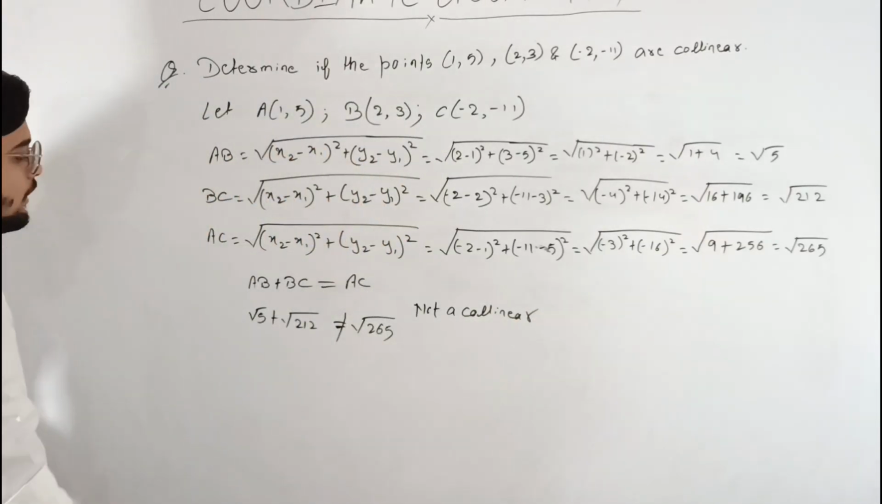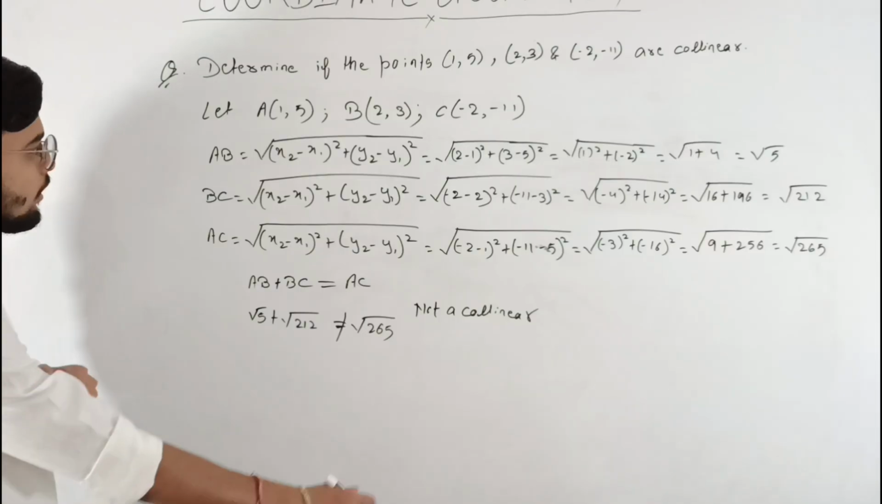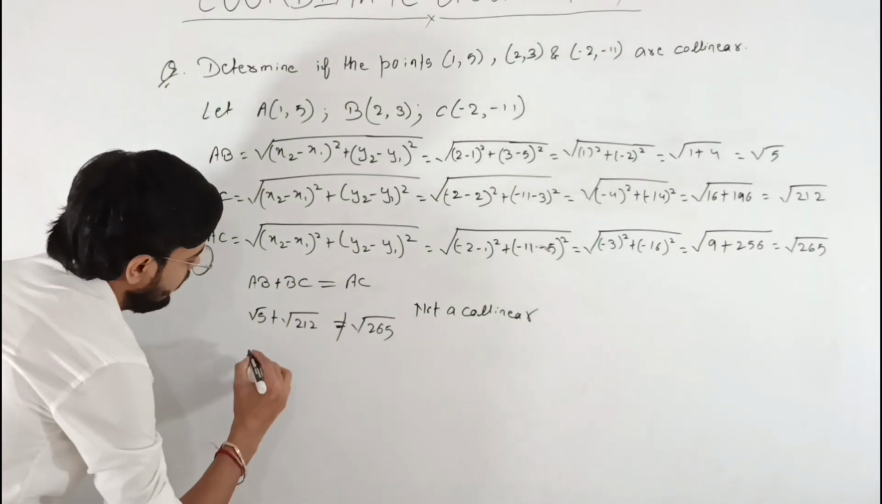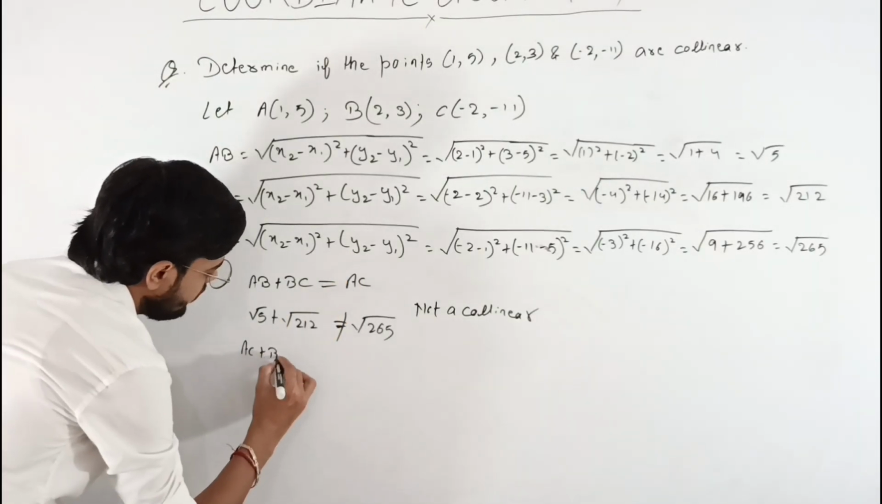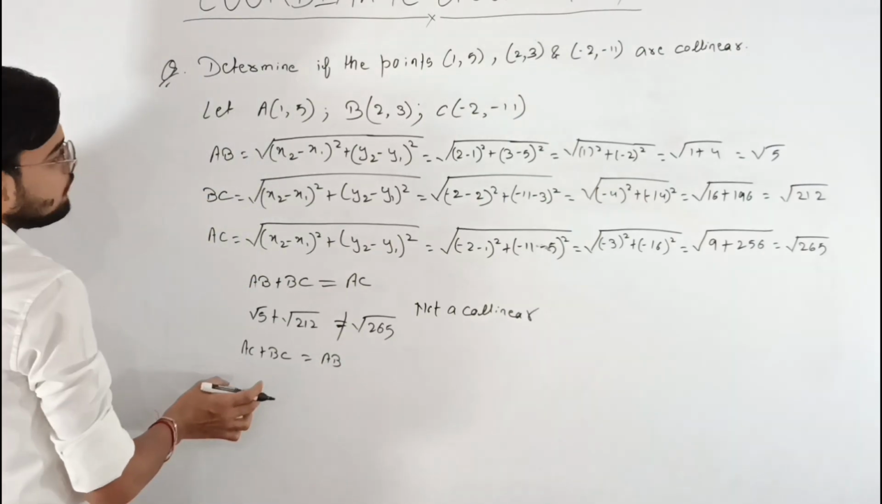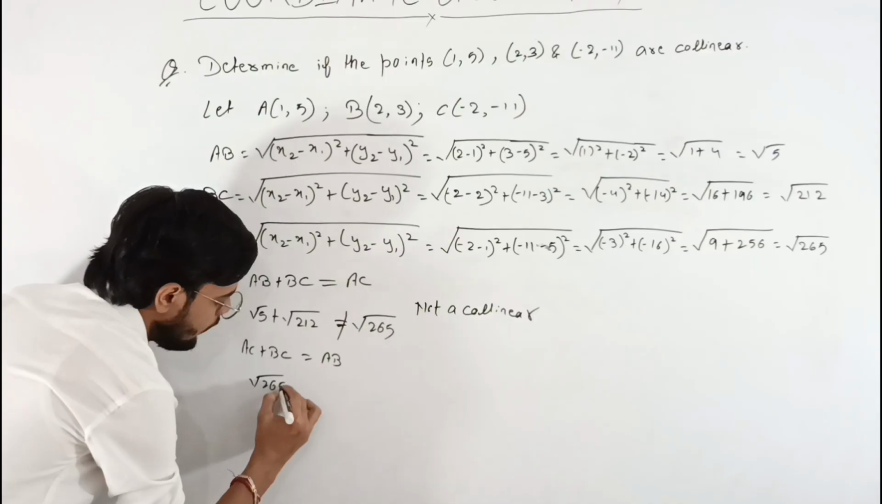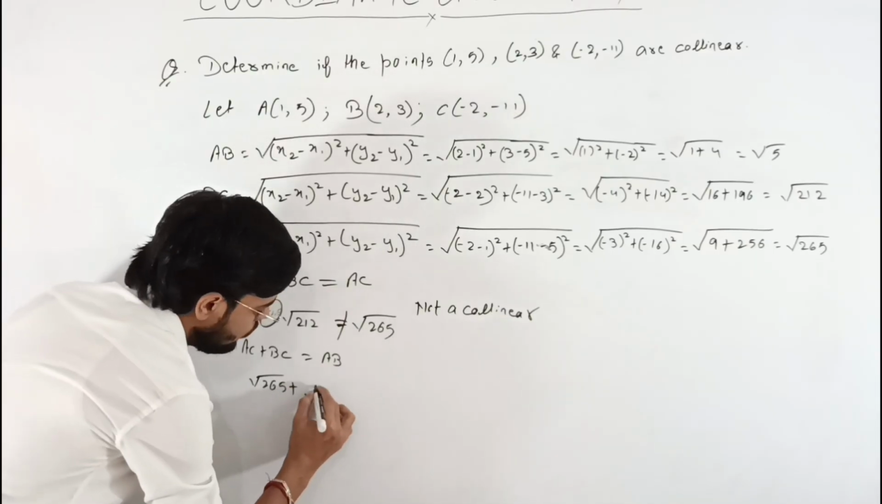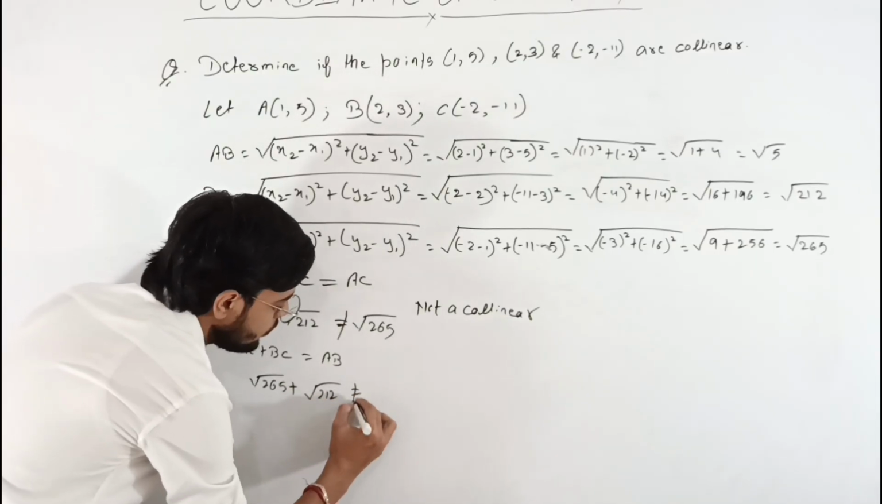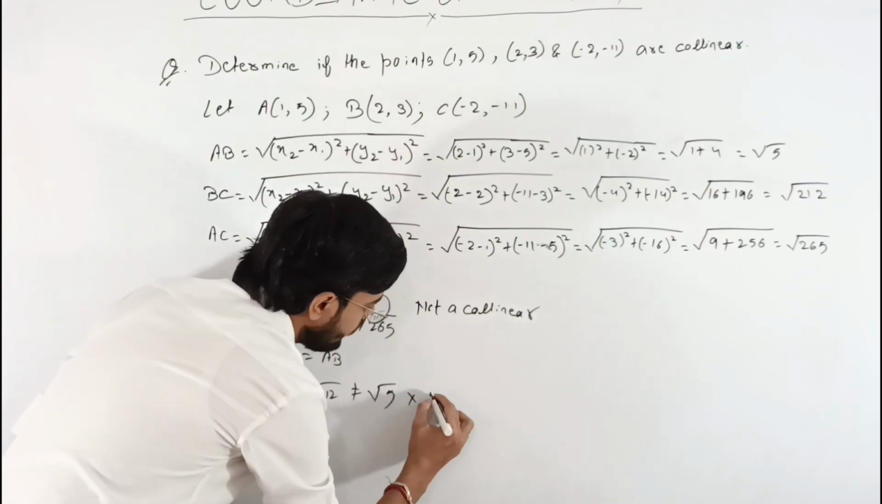Let's compare one more. Let's compare whether AC plus BC is equal to AB or not. Now look here. AC is root 265, plus BC is root 212, which is not equal to root 5. Then again, this is not collinear.